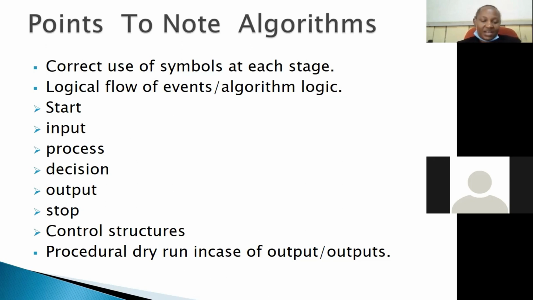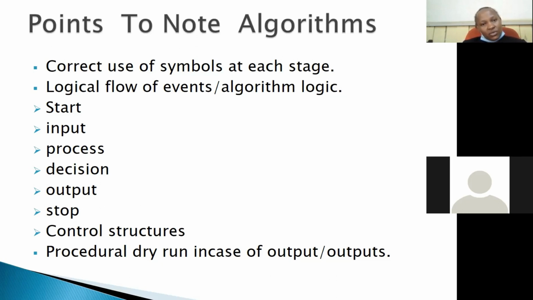So how? We should be able to see the start, and should be able to see the input. The candidate should also be able to show the process, decision, output, and stop. And then the control structures. If you use them well, your flowchart and your pseudocode will have logic. If you don't use them well, then it means that they lose logic. So it is always good to do the correct thing as you are doing your flowchart and your pseudocode.